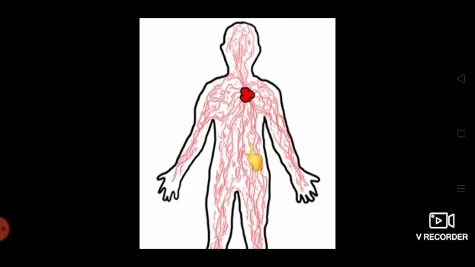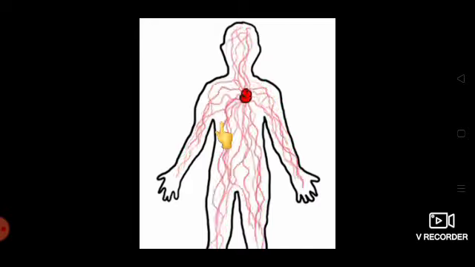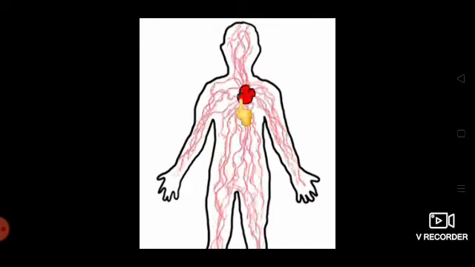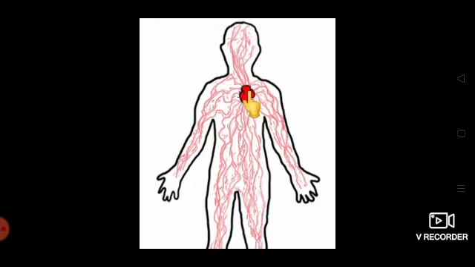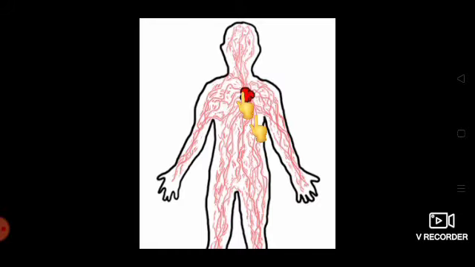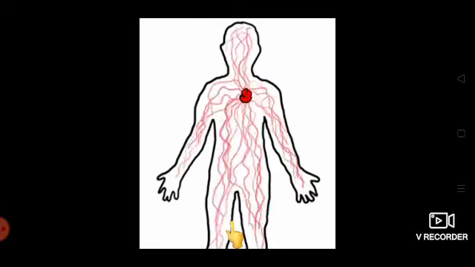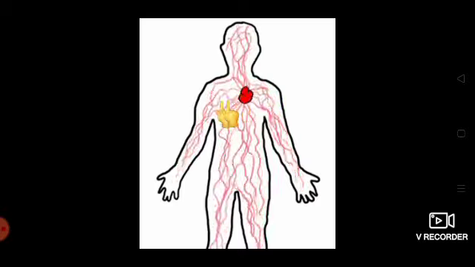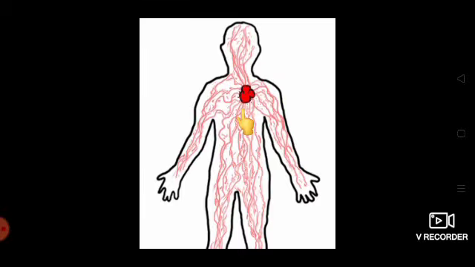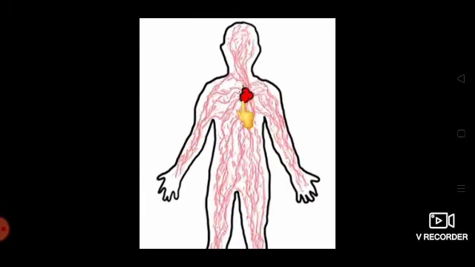It is a function of the heart to keep the blood flowing. What is the function of the heart? To keep the blood flowing to the entire part of our body. See how the blood is flowing through the entire part of our body. And it is a function of the heart.